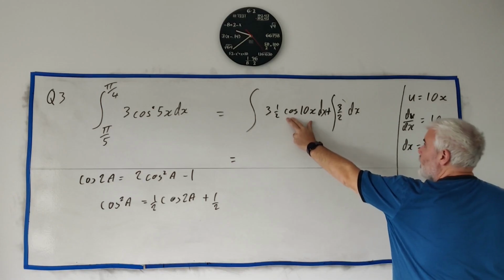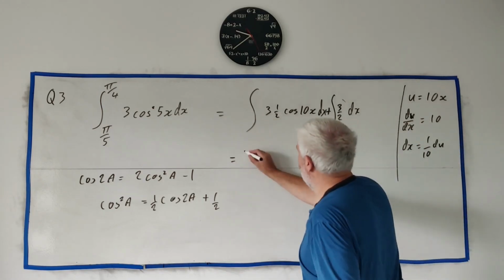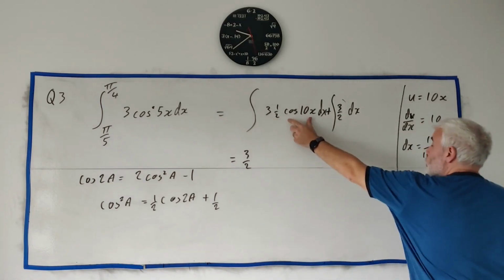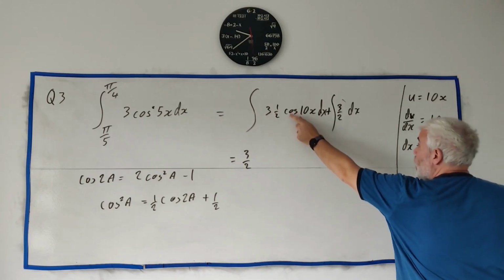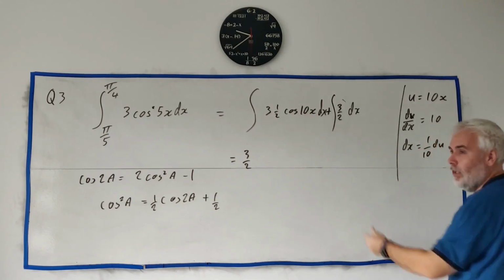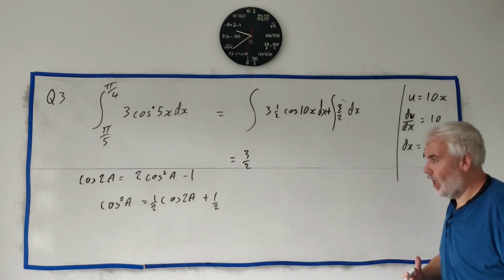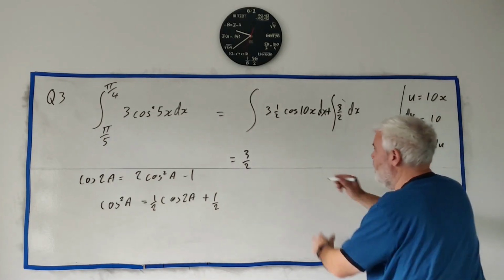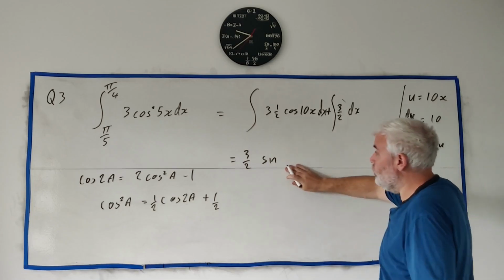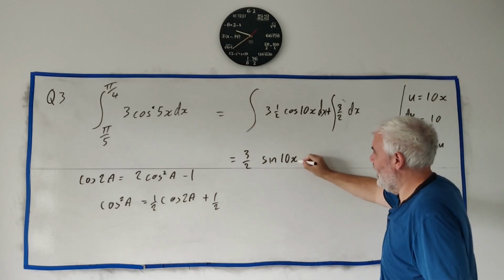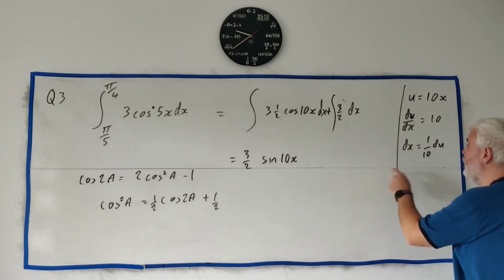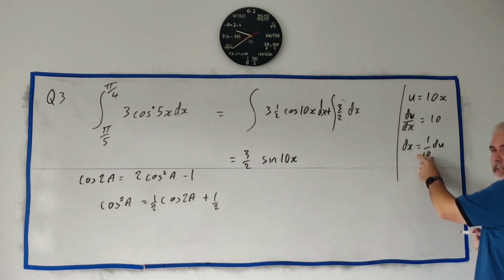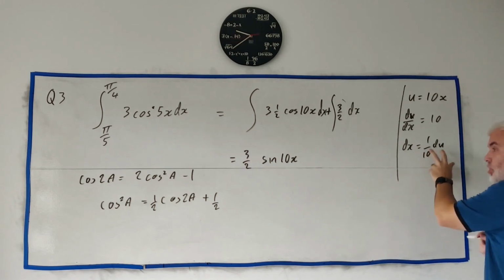So this whole thing would become, let's say we'd move the 3 over 2 outside, this cosine of 10x would become cosine of u. The integral of cosine is just sine. So the integral of all this would just become sine of u, which I'll just write as 10x. The only problem is we'd end up having to divide by 10. That's where this substitution comes in.